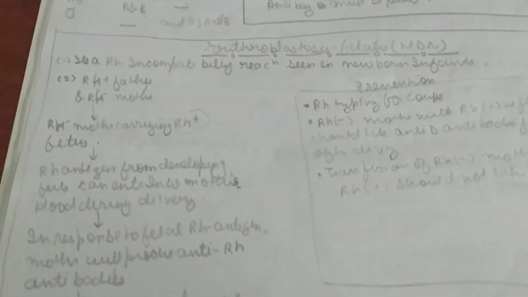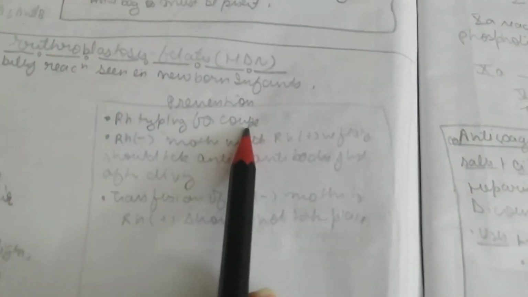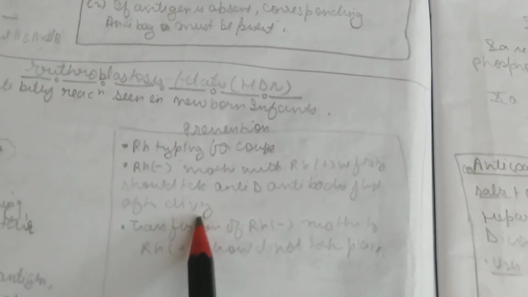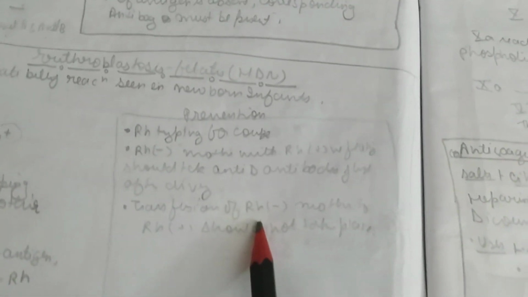So it's very necessary to check the compatibility of Rh positive and Rh negative individuals. Now let's talk about prevention of erythroblastosis fetalis or HDN. That is Rh typing. First prevention is Rh typing for couple should be done. Rh negative mother with Rh positive father should have anti-D antibody just after delivery. First delivery. Please mind it, first delivery. Now, transfusion of Rh positive blood to Rh negative mother should not take place just prior to the pregnancy or otherwise.